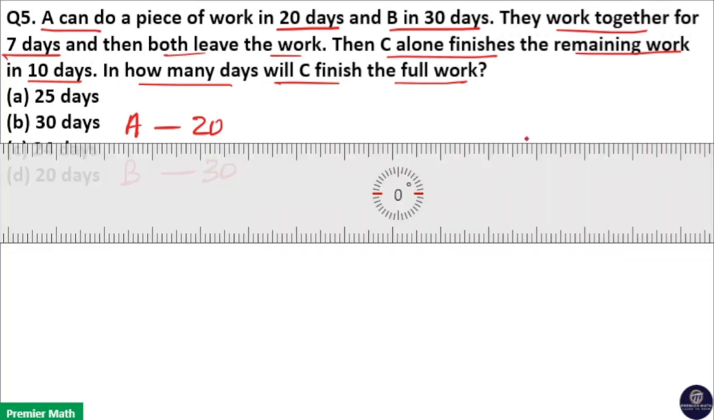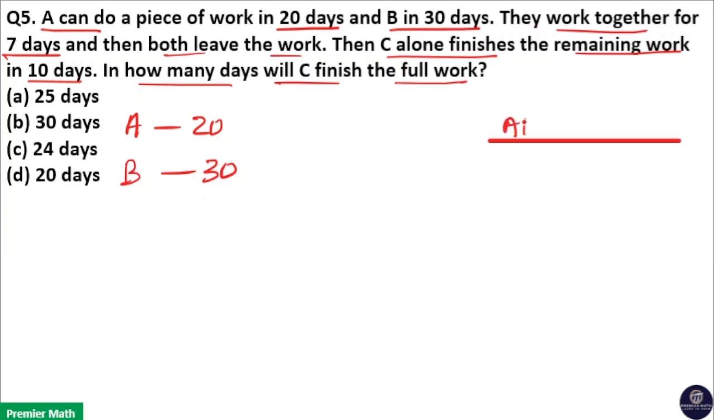Now the question says, A and B started the work and they worked together for 7 days. Then they left the work and the remaining work is completed by C in 10 days. So C only completed the remaining work. So we need to find out in how many days C can finish the full work.